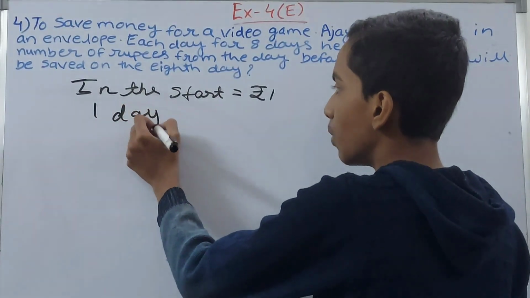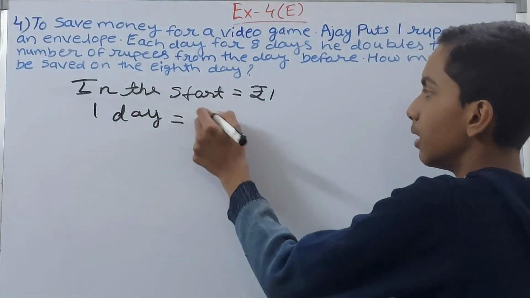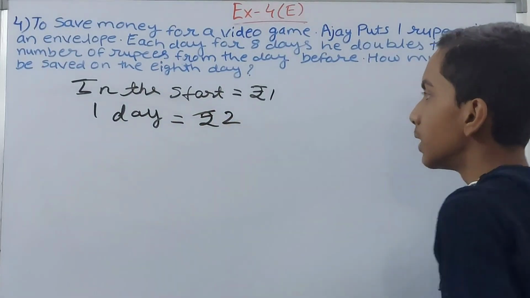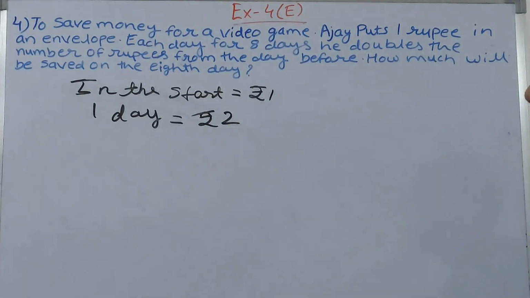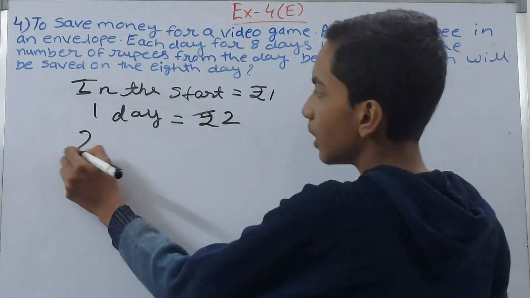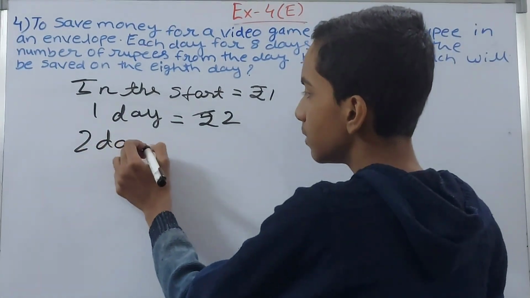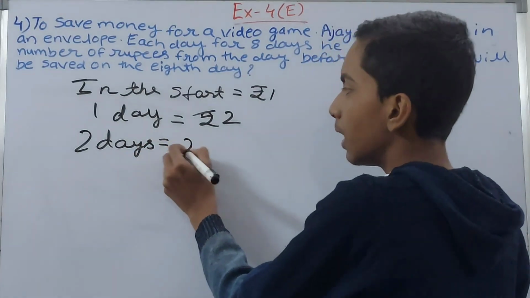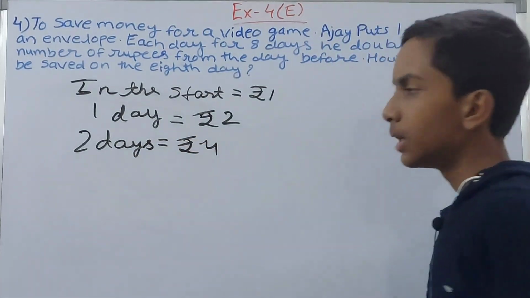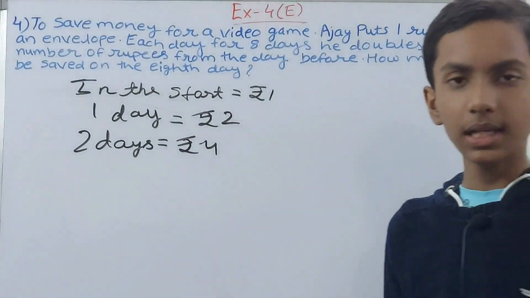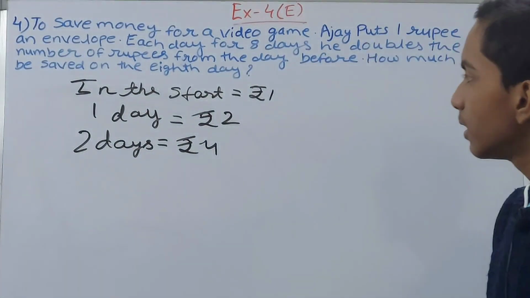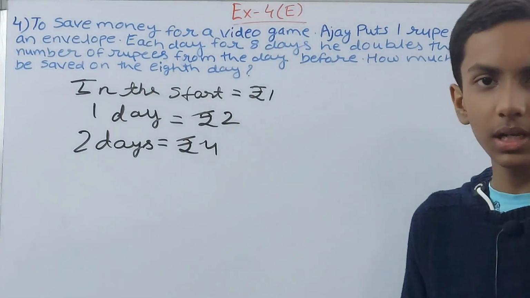After one day, how much money will he have here? Rupees 2. This one will be doubled. Now, after the second day, what will he have here? Again, double of 2, that is rupees 4. Now, try to identify a pattern and make an exponential form for this. Write this in the form of exponents to make it easier.